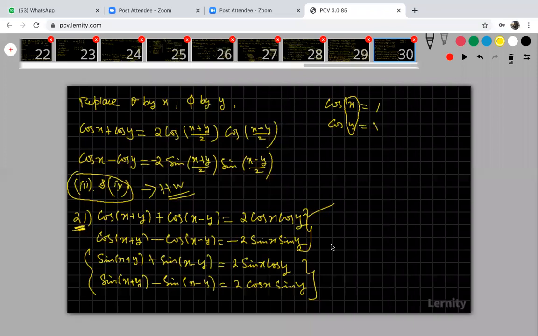In our next class, we will go through the problems and exercise problems. After that, we will go to the next section, trigonometric equations. That is our last section. After that, we will discuss miscellaneous problems. Then this chapter will be over. Okay, right. Thank you all.